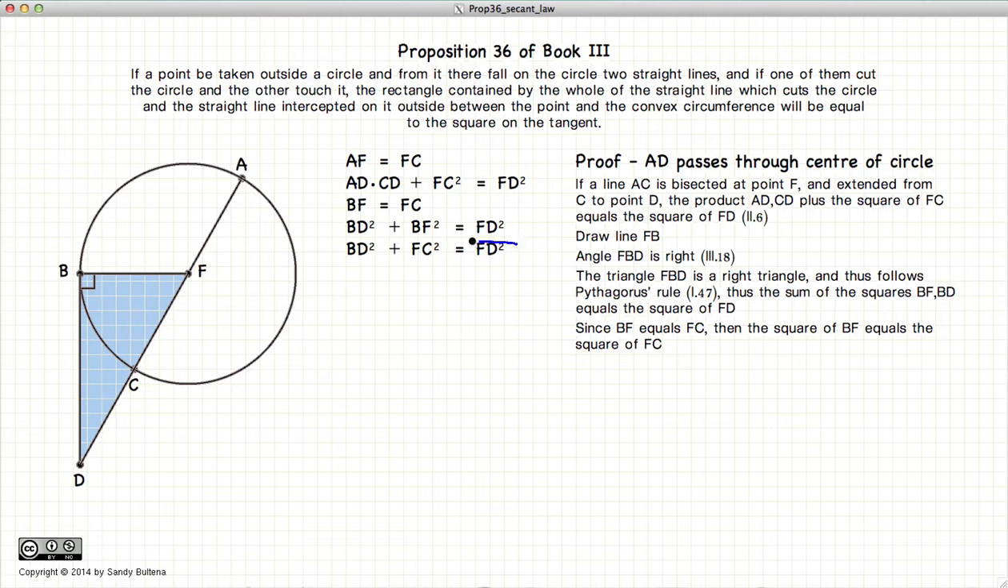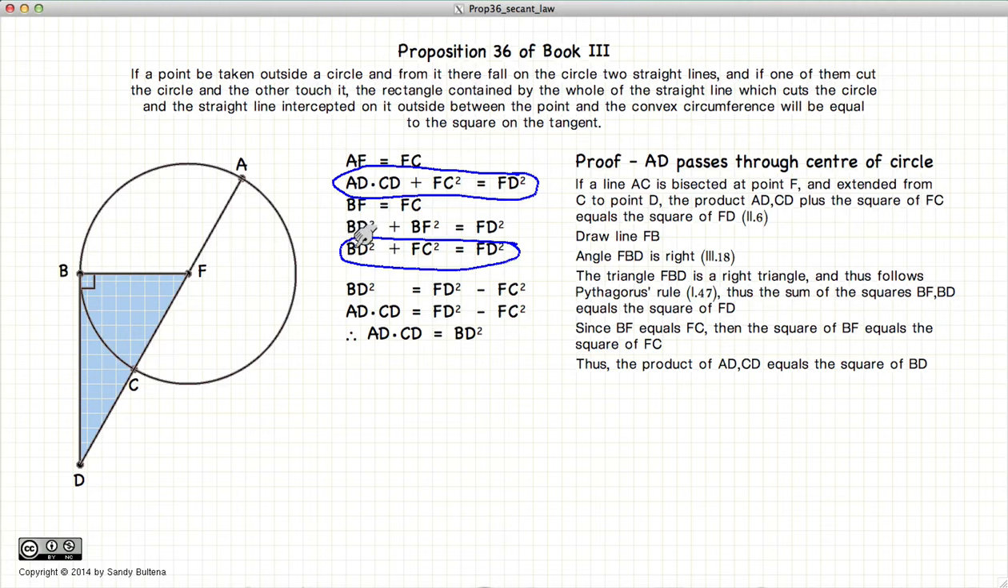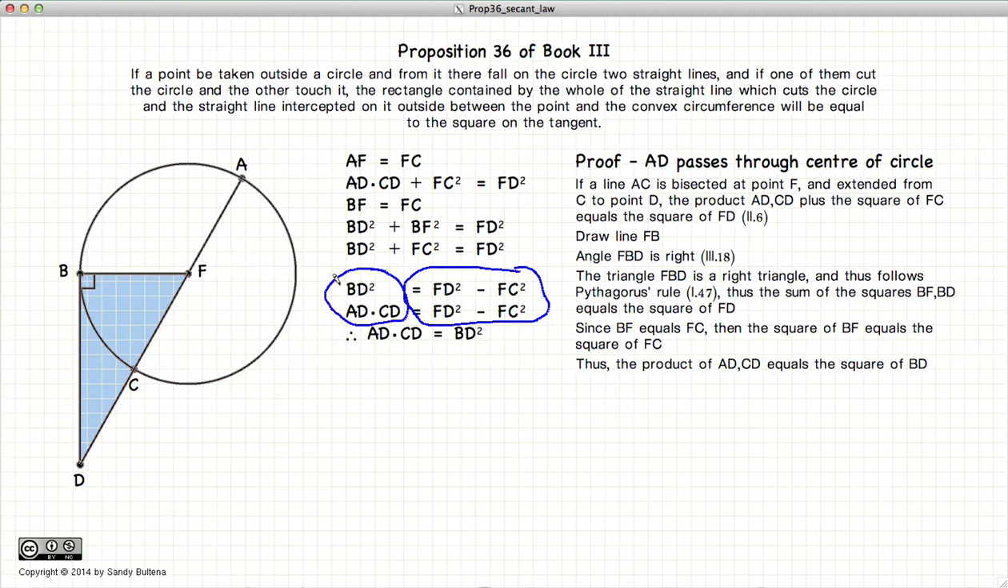Now let's look at this equation and this equation. I'm going to rewrite BD squared is equal to FD squared minus FC squared, just putting this on the other side. And here I'm going to do the same thing. I'm going to take the FC squared and put it on the other side. And we end up with these two equations. Now, since this bit is equal, that means that these two are also equal. In other words, we end up with our proof, that AD times CD is equal to BD squared. So this is the proof when AD passes through the center of the circle F.